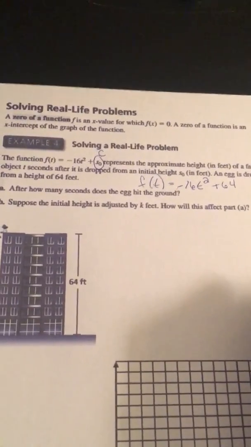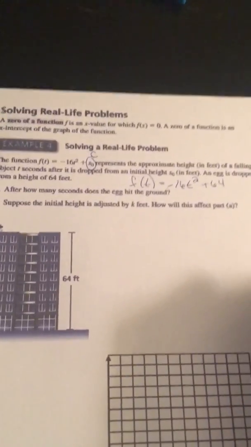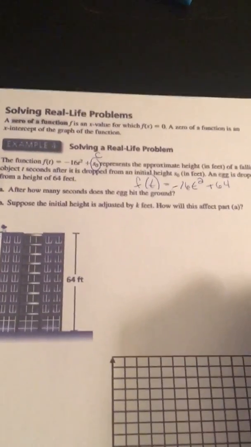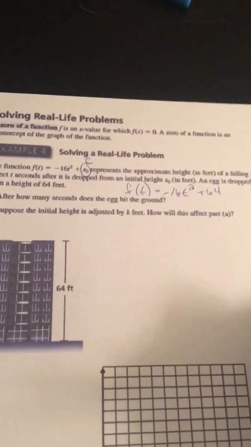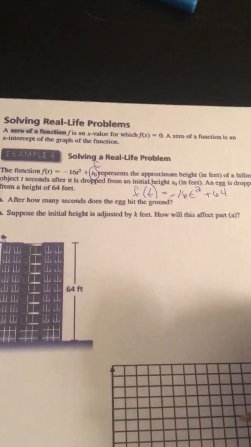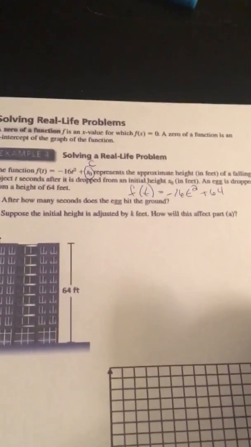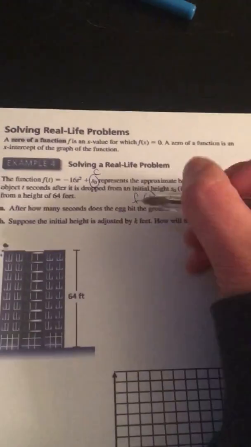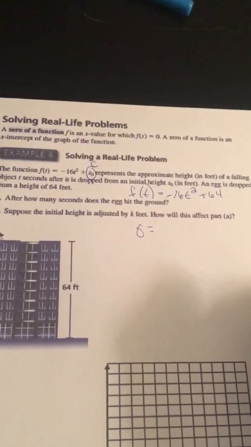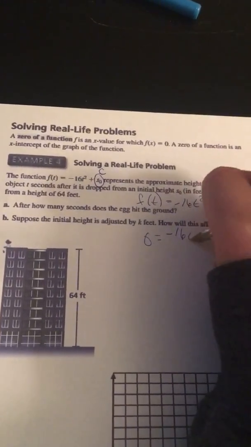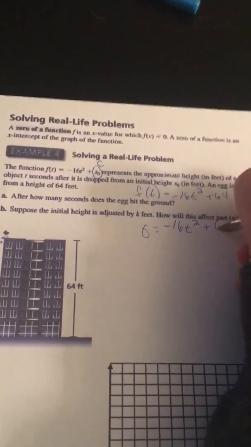Before we try to graph it, we're actually going to solve it by factoring, what we've done in the last chapter. We want to know how many seconds it takes for the egg to hit the ground. So we're finding the x-intercept. Another word for that is the 0, the solution, the value when x is 0. When y is 0, I'm sorry. So we're going to replace f of t with 0 because we're finding the value of t, or the x-intercept, when y is 0. So 0 equals negative 16t squared plus 64.